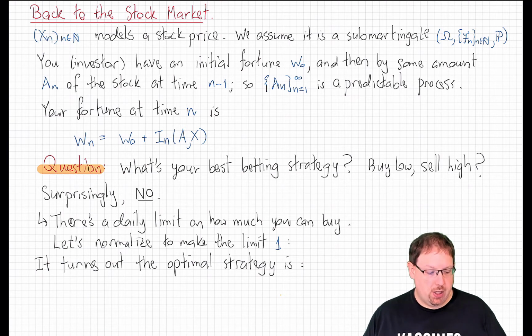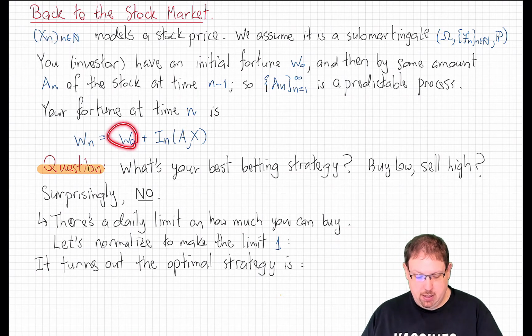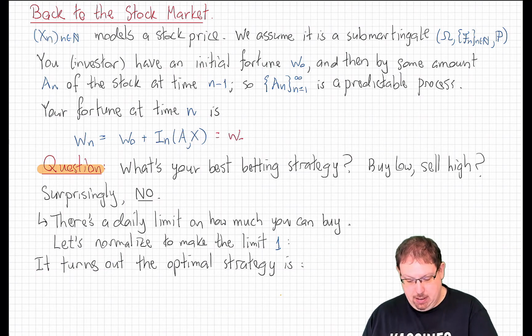Now, your fortune at time n is therefore equal to your initial fortune, W0, plus this stochastic integral, I_n of A and X, which in this discrete setting, as we've seen, is just W0 plus the sum, j going from 1 up to n, of Aj times delta Xj.